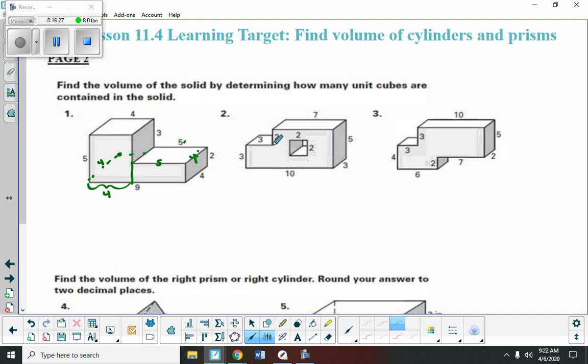With this one, I want you to try this one. We're going to find the volume of this one, find the volume of this, and then we have to find the volume of this and subtract that from the sum of the other two.